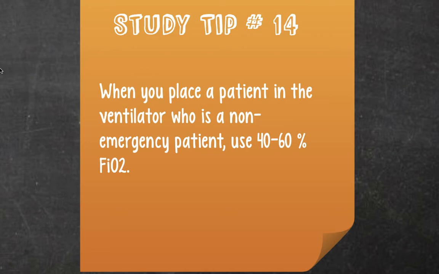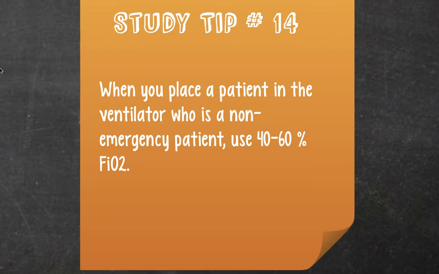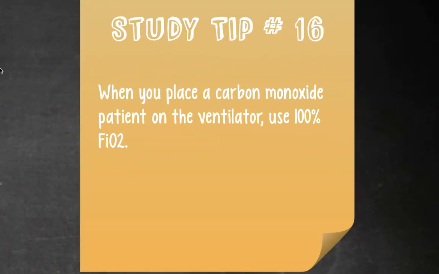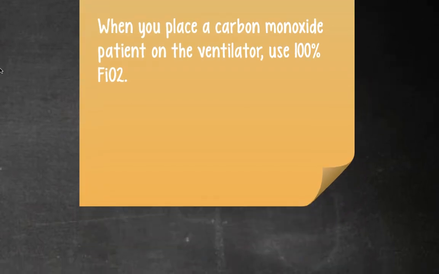Tip number 14. To place a non-emergency patient on the ventilator, use 40 to 60% FiO2. Tip number 15. When you place an emergency patient post-CPR on the ventilator, use 100% FiO2. Tip number 16. When you place a carbon monoxide patient on the ventilator, use 100% FiO2.